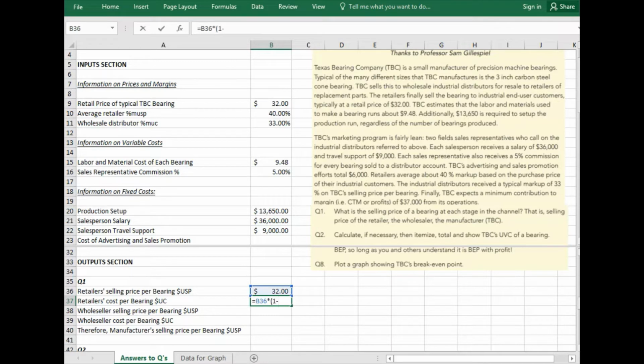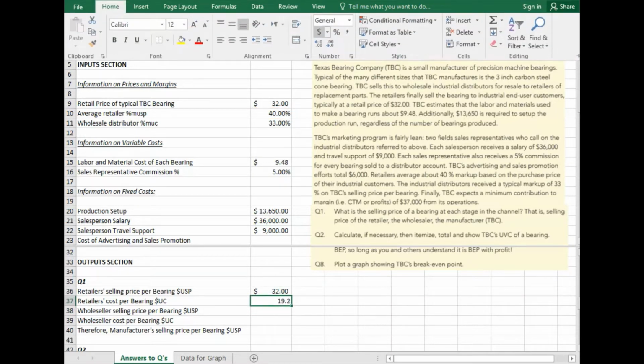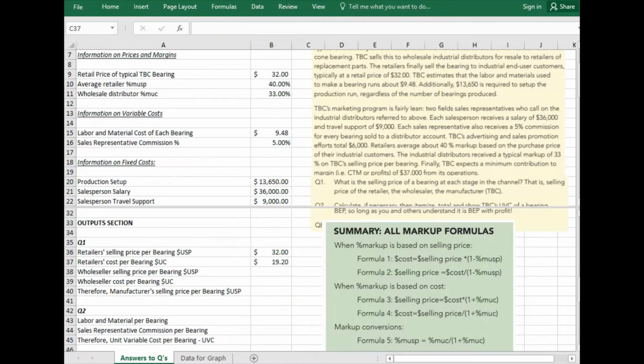Okay, so we're going to have to look for the formula that tells us we're trying to determine the cost, and we have the markup on sales price. I'm just going to make that a dollar sign again. We're looking here at percent markup based upon selling price, and we're trying to figure out what the cost is, so that is selling price times 1 minus the percent markup on selling price. So we're actually using formula 1.